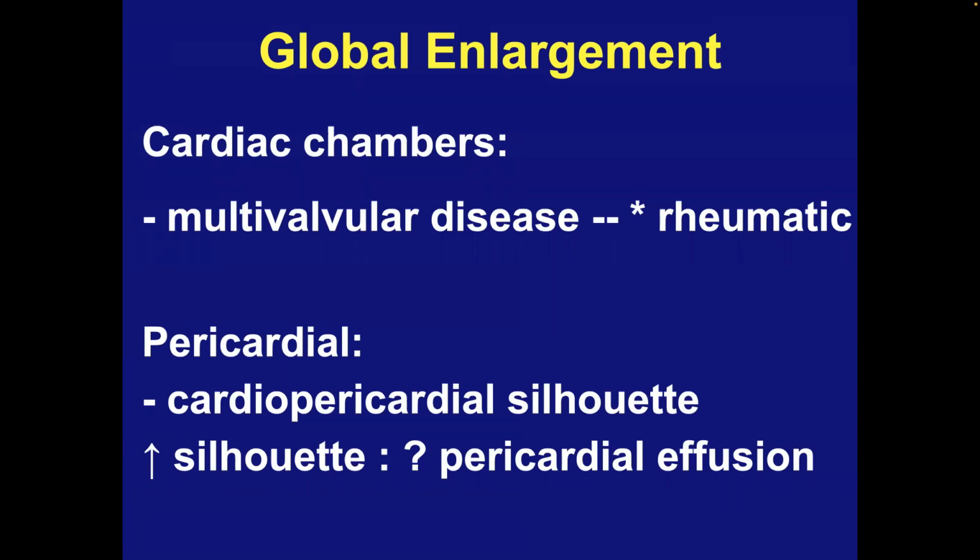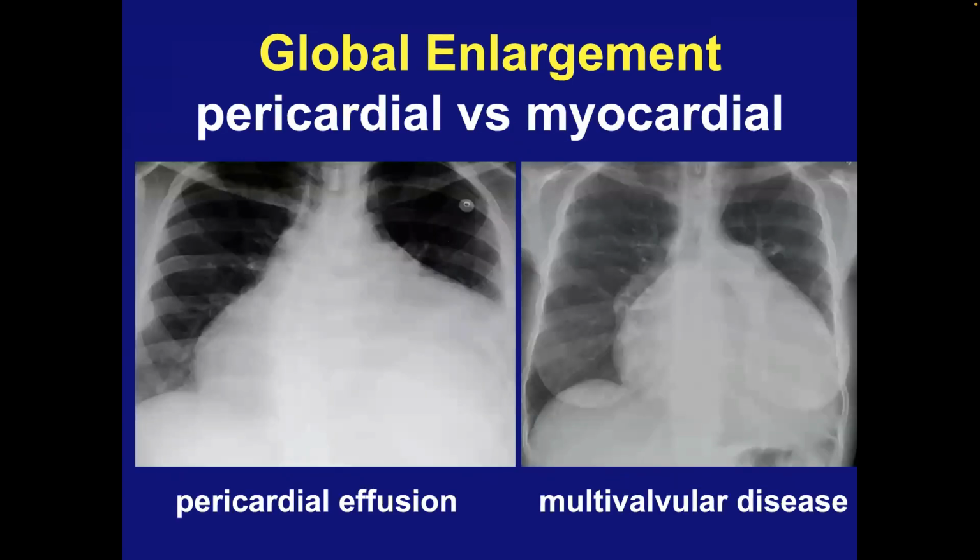Okay, so I can think about multivalvular disease, particularly rheumatic heart disease, when I see global enlargement of the cardiac silhouette. But I have to keep in mind that the enlarged silhouette may actually be due to a pericardial effusion and not true cardiomegaly. Because remember, what we see on the radiograph is a cardiopericardial silhouette. And both a pericardial effusion and global cardiac chamber enlargement can give a global enlargement of the silhouette.